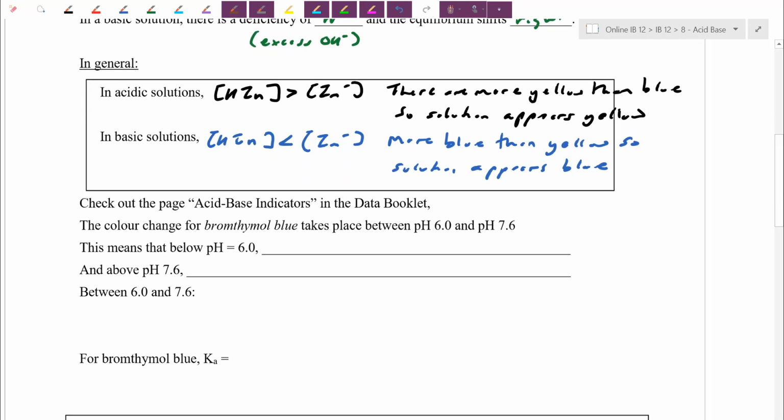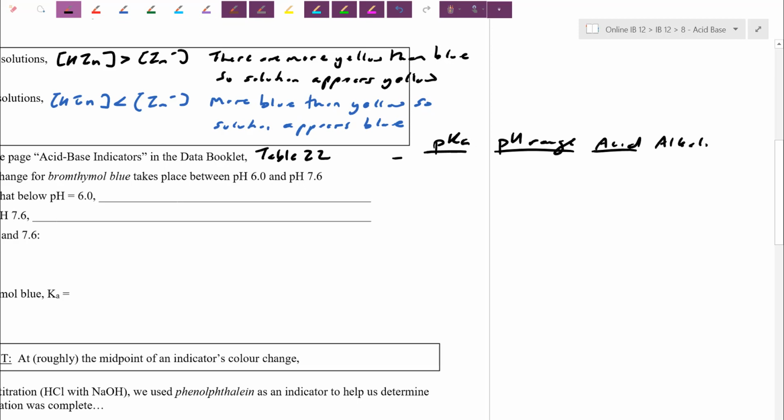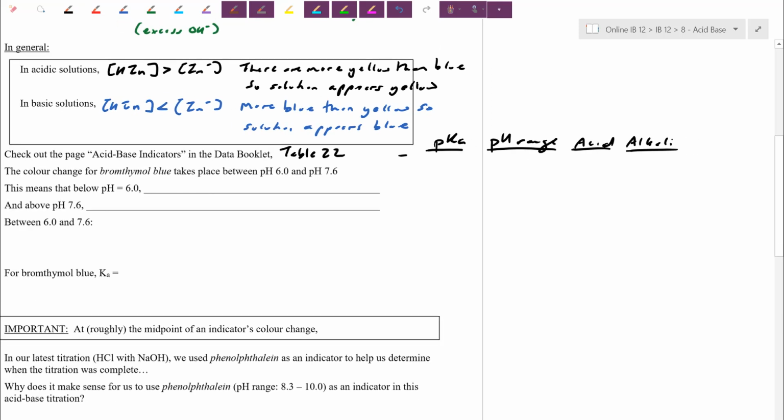So if you want to pull out your data booklet here, you can actually take a look at table 22. You have about 7 indicators going down. What we're told on this indicator table, you're for sure given the name of it. You're given the pKa of the indicator. That's going to be important very quickly. There's a pH range. Every chemical is its own structure. It has its own pH where it changes color. And it actually tells you later on what its relatively acidic color and its relatively alkaline color are. Right? So let's study this in a little more detail.